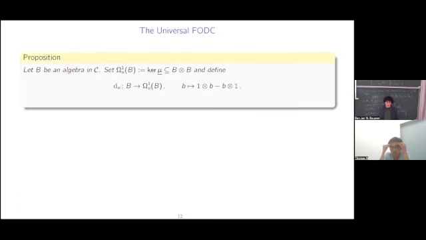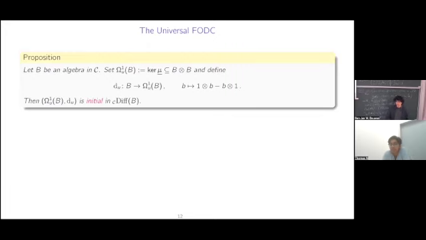So we have a universal calculus in this category. Namely, we have an initial object. So let B again be an algebra in C. Consider Omega^1_U B defined as the kernel of the multiplication, and define a differential given in this way. Then we have that (Omega^1_U B, d_U) is initial inside C diff B.